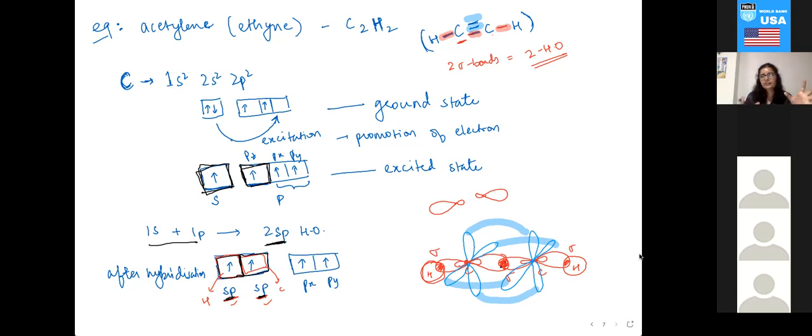Hybridization is nothing but intermixing of atomic orbitals. Now we are looking at each individual case. The first case we are looking at is if I take one s and one p orbital and mix them, what will I get? And this is an example of where you'll find this kind of hybridization. ठीक है?